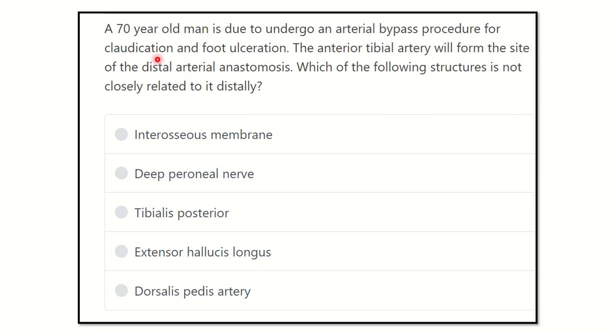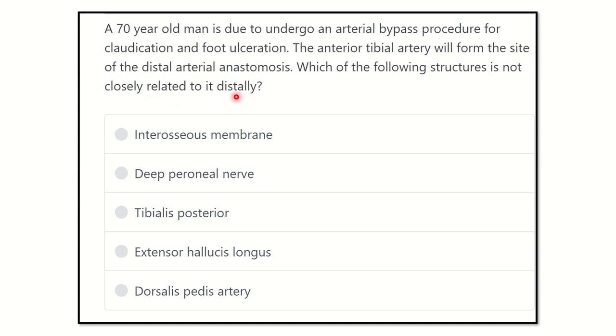This is the question. A 70 years old man is due to undergo an arterial bypass procedure for claudication and foot ulceration. The anterior tibial artery will form the site of distal arterial anastomosis. Which of the following structures is not closely related to it distally?